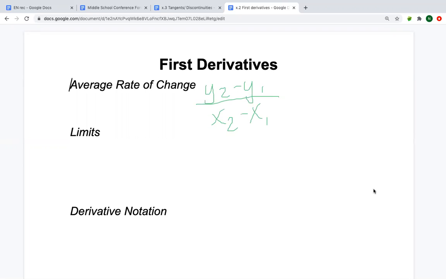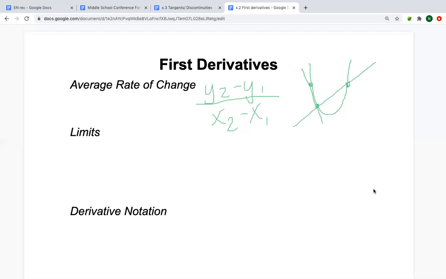But let's think about a quadratic. If I want to find the rate of change between 2 points, this average rate of change formula is giving me the slope of a line connecting those 2 points. But that slope is not the same as the slope from these 2 points, right? So the average rate of change varies depending upon the points that we choose on the function.